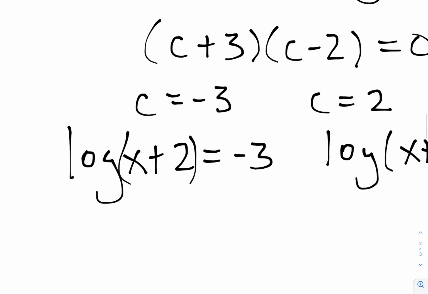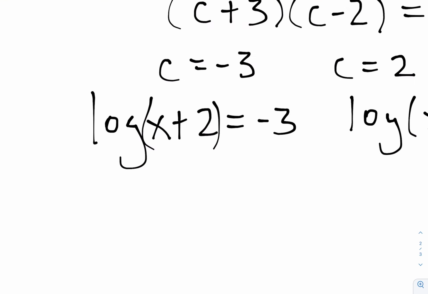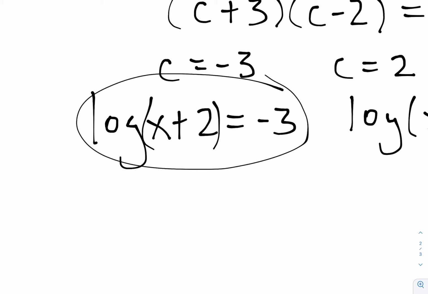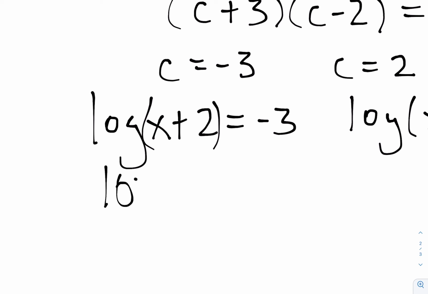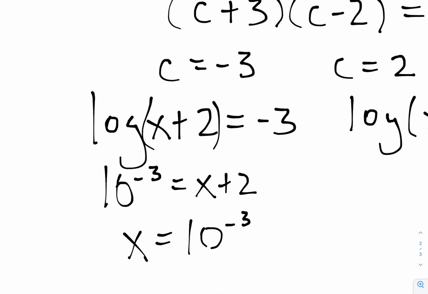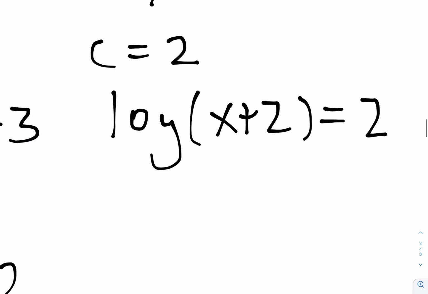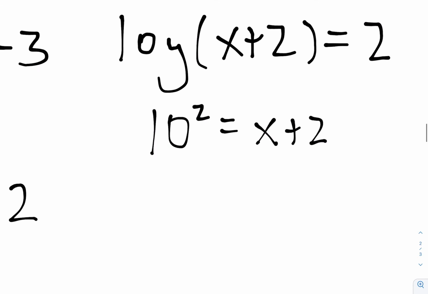So solving them individually, remember this is log equaling a constant. We can get this into exponential form. So 10 to the negative 3 equals x plus 2. So we can just say x equals 10 to the negative 3 minus 2. So that's going to be about minus 1.999 or something. And then for this one here, we can just say 10 to the power of positive 2 equals x plus 2. Well, 10 to the power of 2 is 100. So minus 2, x is going to be 98.